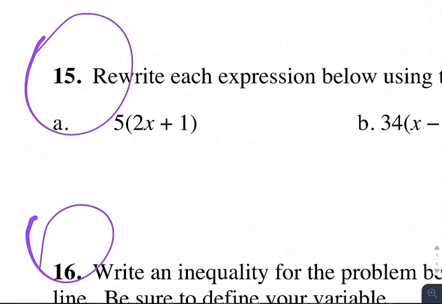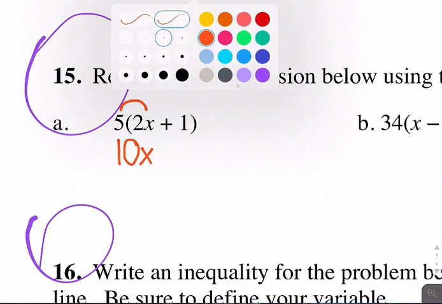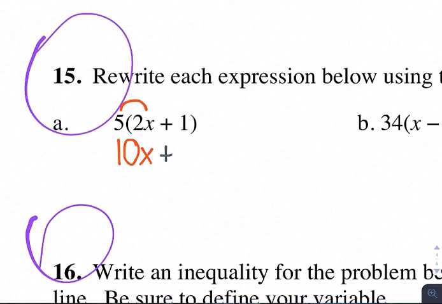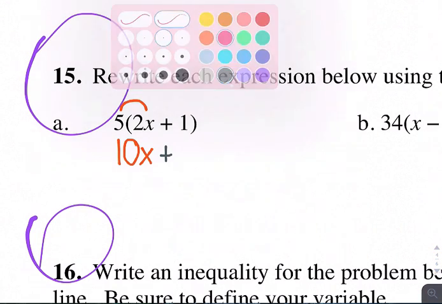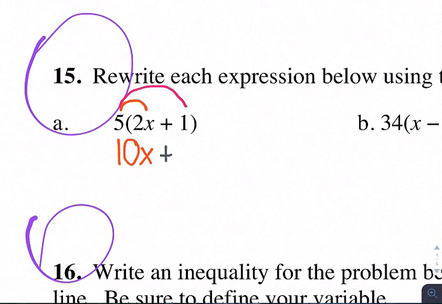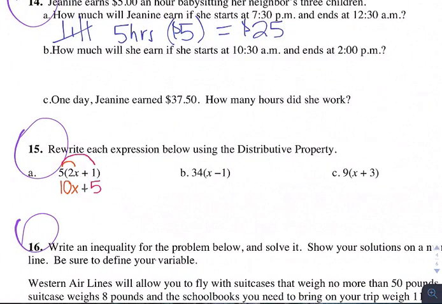So remember, everything that's on the inside gets multiplied by what's on the outside. So this becomes 5 times 2x, which would be 5 times 2, 10, and then keep the x. We're going to add, because that's what symbol's there, 5 times 1, which is just 5. So there is the new expression after we distribute. So you can do that with B and C.